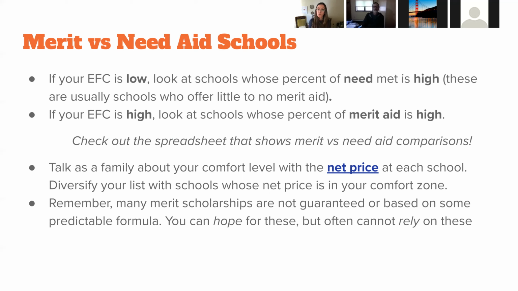The schools that meet 100% of demonstrated need, for example, typically don't give much in the form of merit aid. There are a few exceptions, but typically if they offer a lot of need aid, they don't offer a ton of merit aid. This would be like the Ivy League schools, for example.